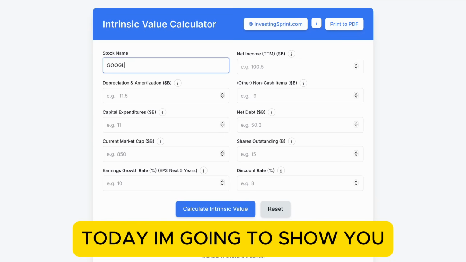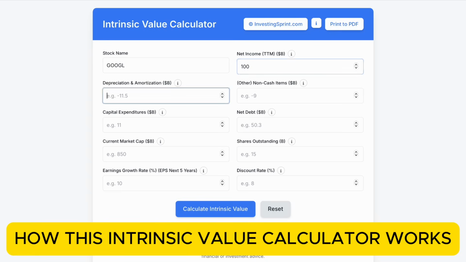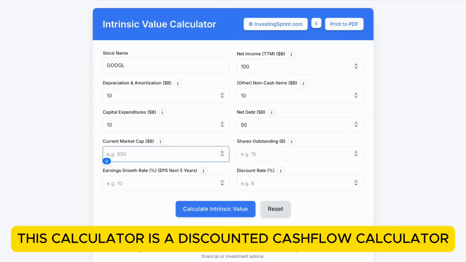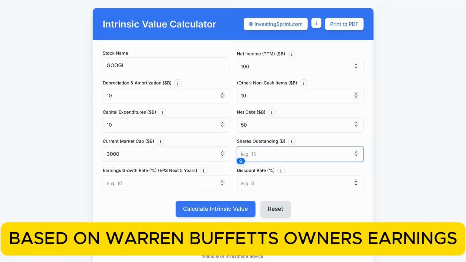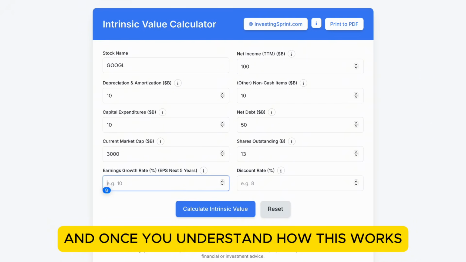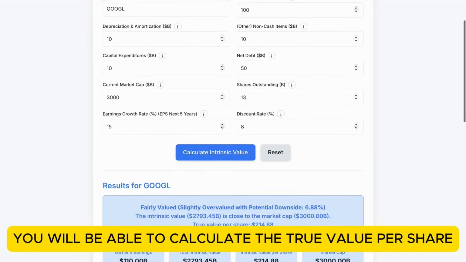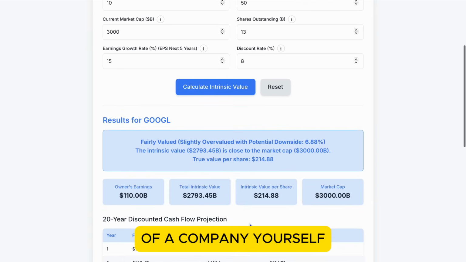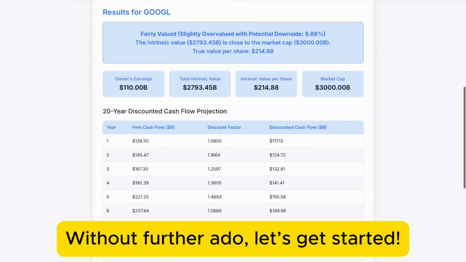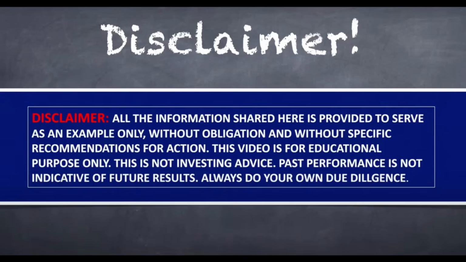Welcome to this video. Today I'm going to show you how this intrinsic value calculator works. This calculator is a discounted cash flow calculator based on Warren Buffett's owner earnings. And once you understand how this works, you will be able to calculate the true value per share of a company yourself. So without further ado, let's get started.